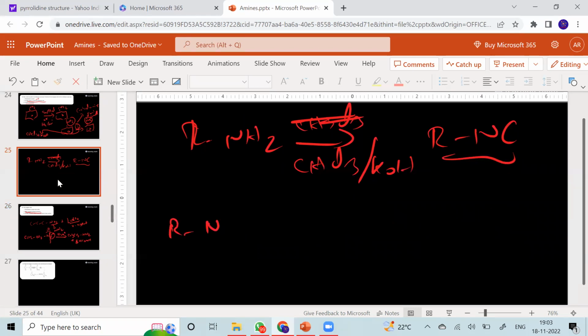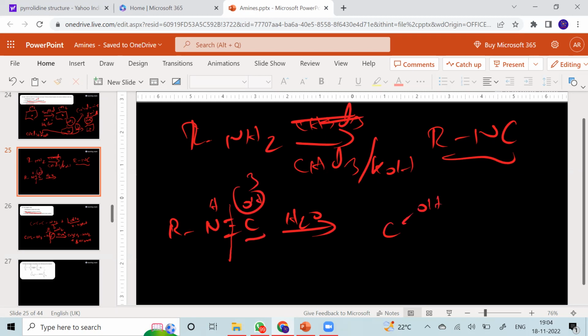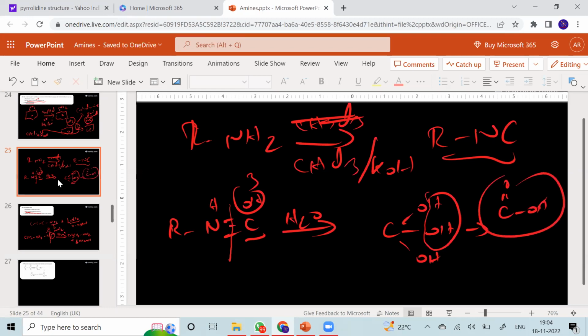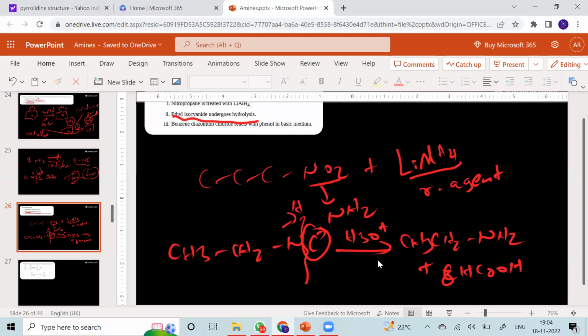Say if you have R-N-C and you go for H2O, you will break this and put hydrogen here and OH here, and you'll put 3 OH groups on the carbon. If you have a carbon atom with 3 OH groups, what will happen? You will remove one water molecule to form C double bond O with one OH. That's it. So you're going to form the acid part. The same thing happened in the previous reaction also. You're going to form CH3CH2NH2, and one carbon carboxyl, this methanoic acid.